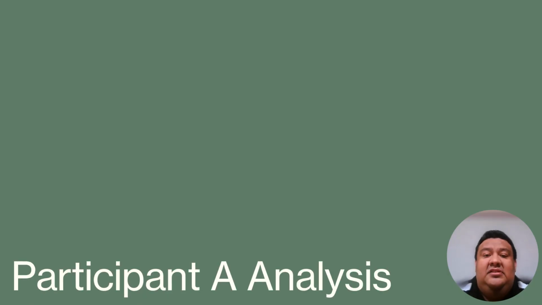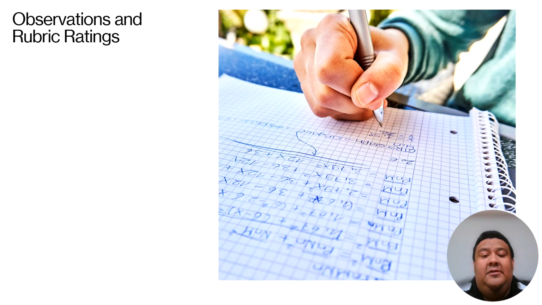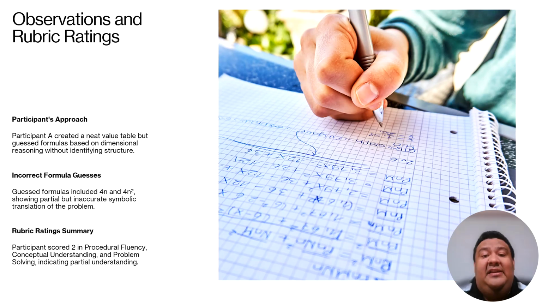Some observations and my rubric ratings included, so participant A was a 14-year-old algebra student. A friend of mine has a student in my accelerated course. They counted correctly and created a neat table of values for 24. However, they gave formulas such as 4n and then 4n squared, reasoning that the grid was two-dimensional. They did not identify the correct structure involving rows and columns.